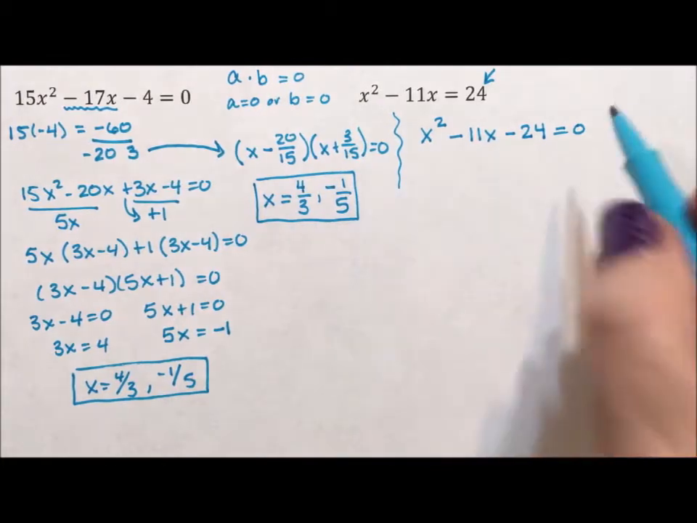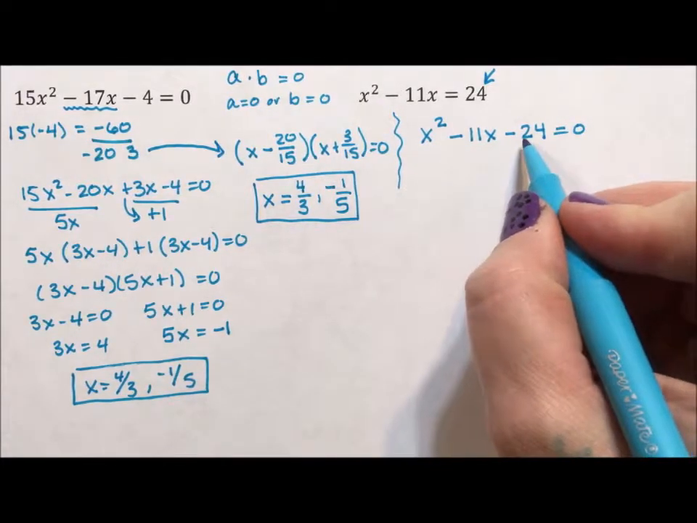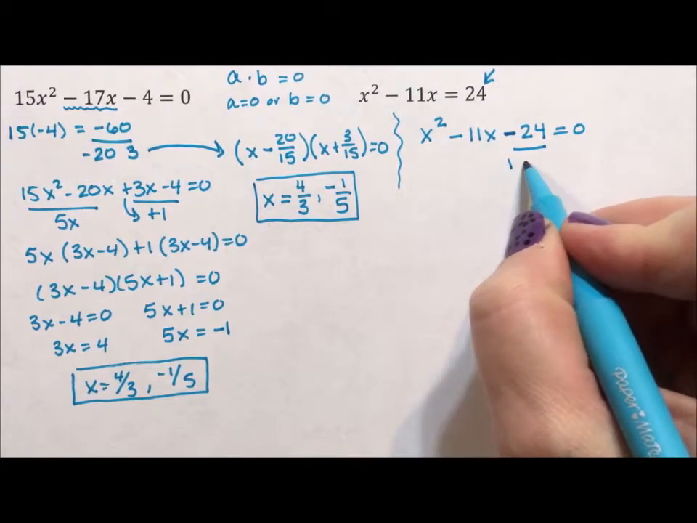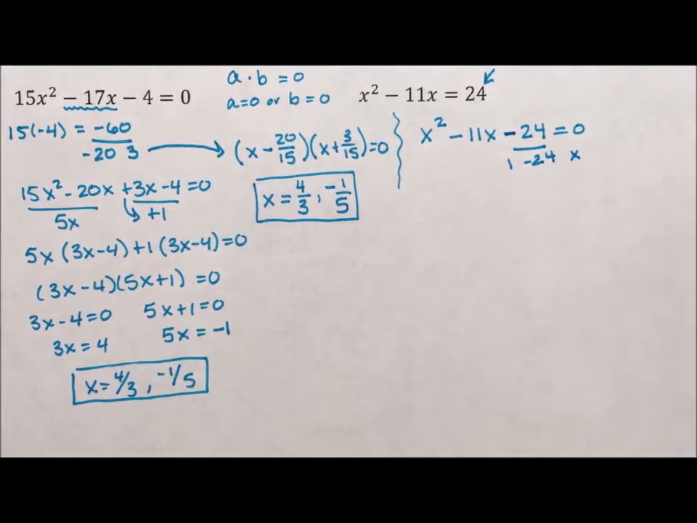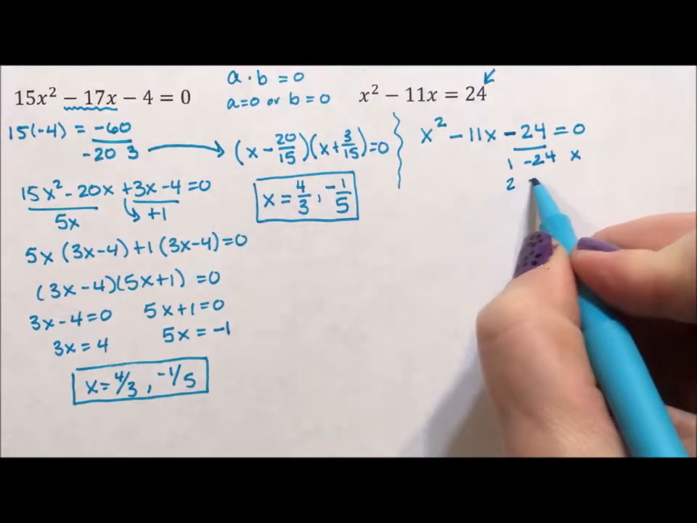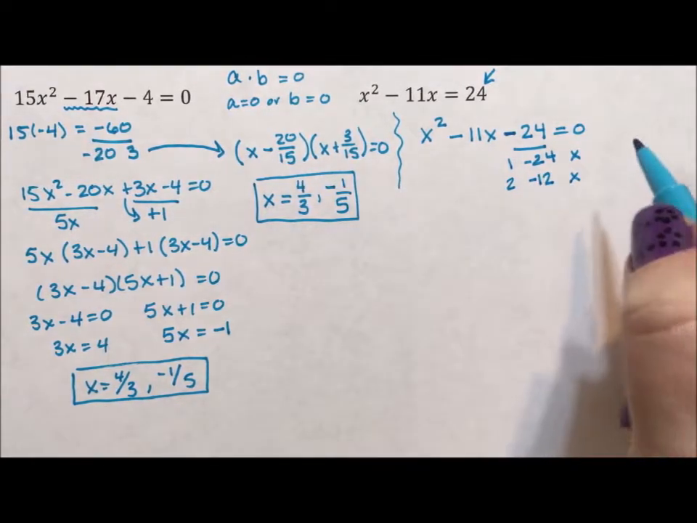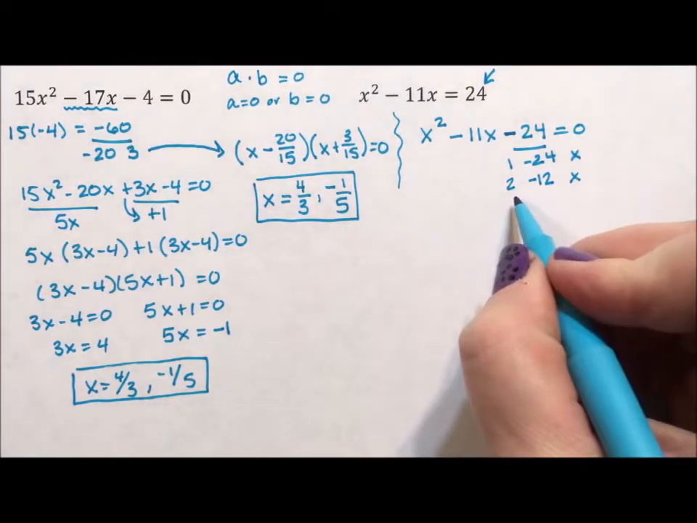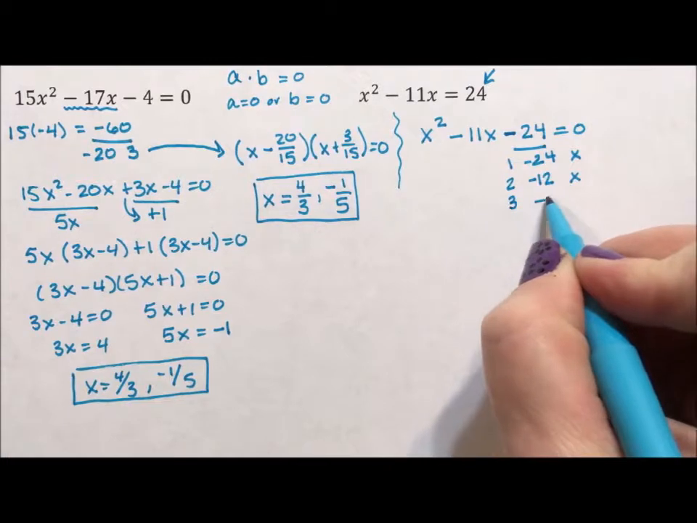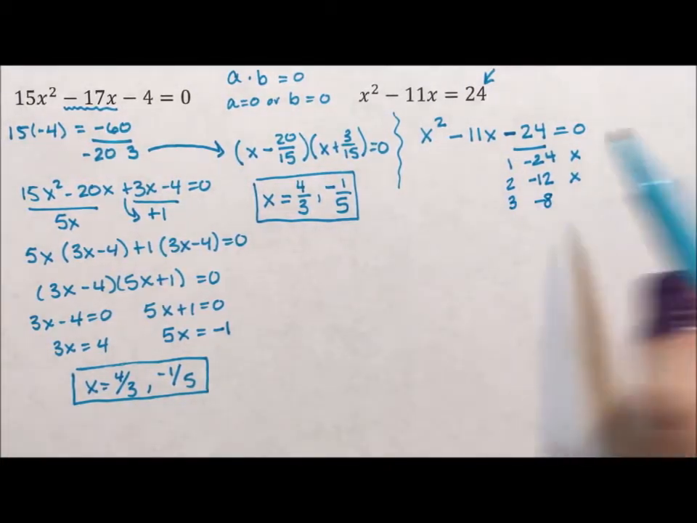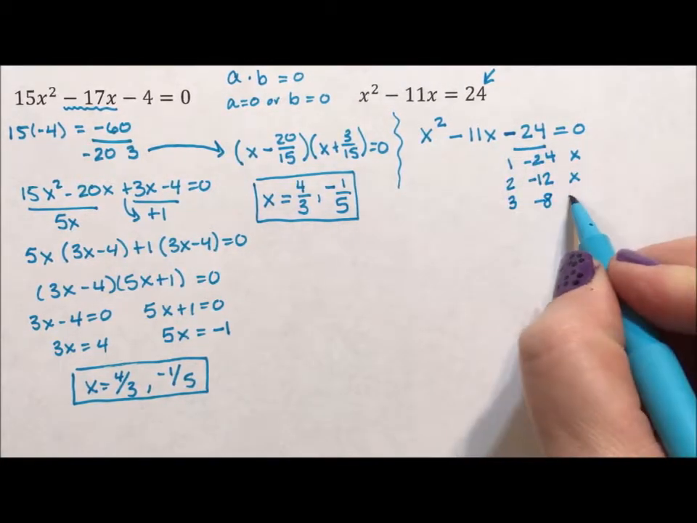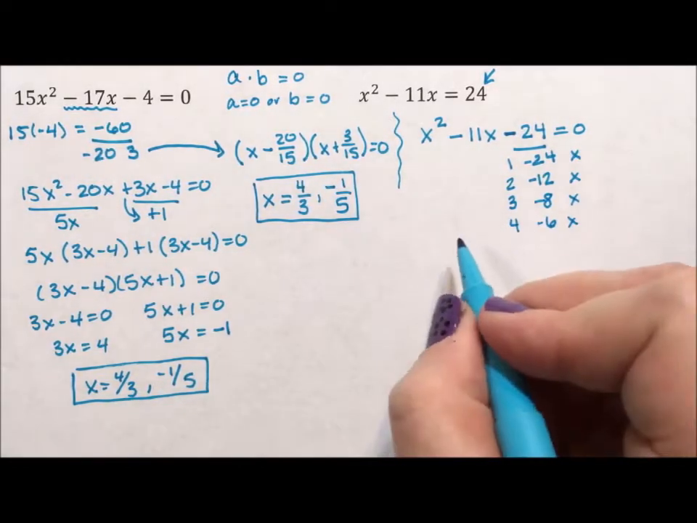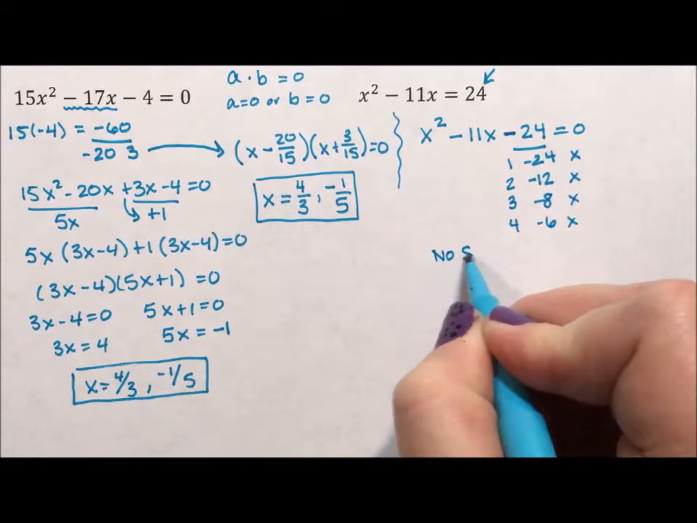Because a is 1, I just need to find a pair of numbers that multiply to negative 24 and add up to negative 11. So I can do 1 and negative 24, which adds up to negative 23. That does not work. 2 and negative 12, that's negative 10. Actually, because what I'm looking for is between these numbers, I know it's not going to work. 3 and negative 8 would work if they were both negative, but they're not because I need to subtract to get to 11, and 4 and negative 6. Okay, so for me, I am going to say no solution.